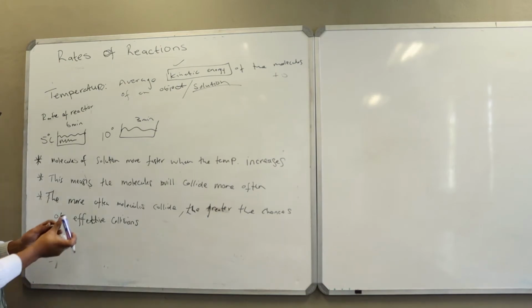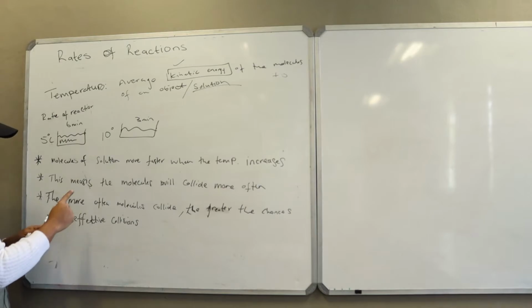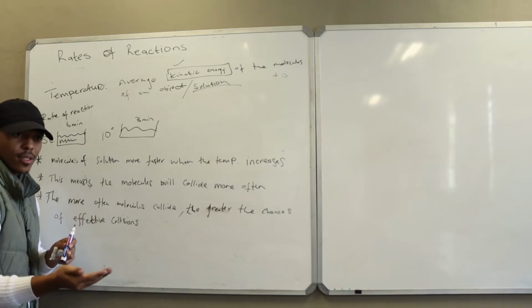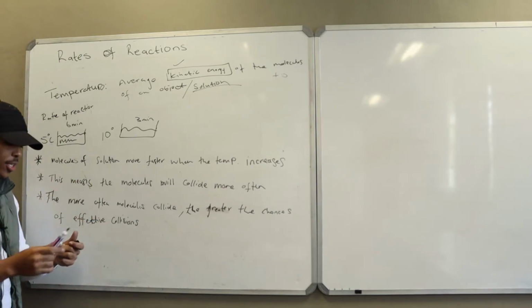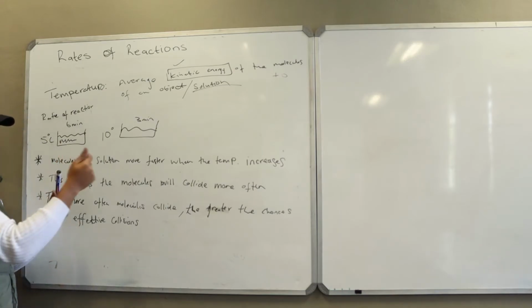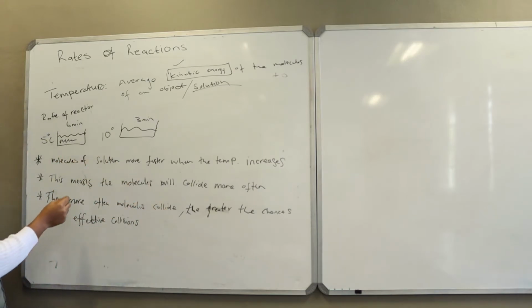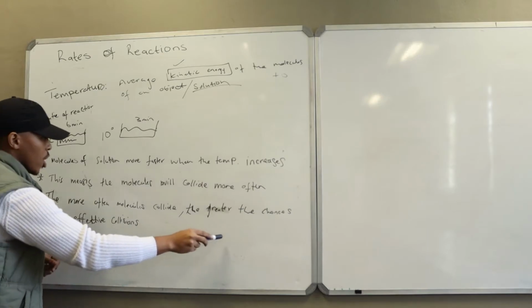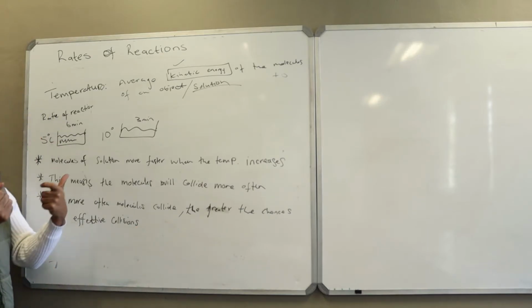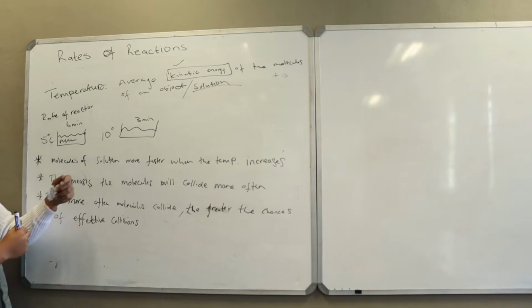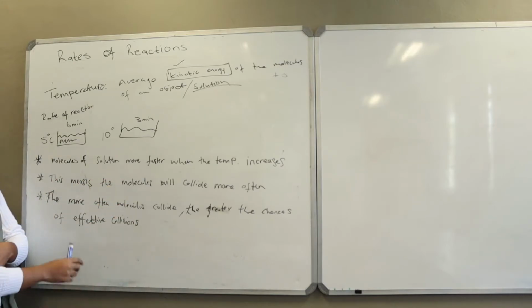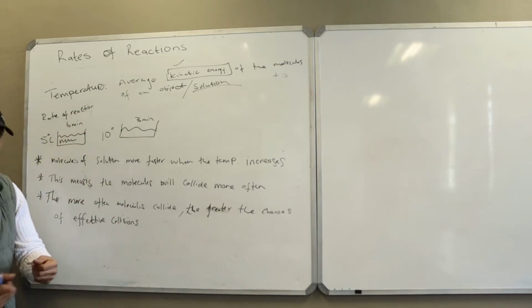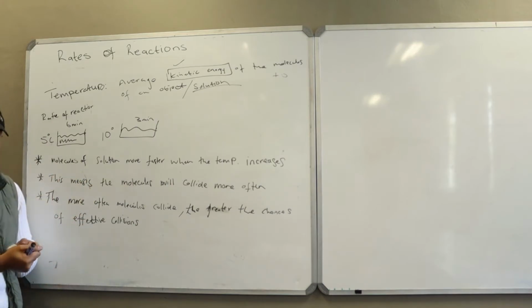Okay? So the faster they move, the faster these molecules move, the greater the chance of collisions, right? But not all collisions will lead to bonds or reactions. So the more often they collide, you need to specify saying the greater the chances of effective collision. So you see how collision theory is explaining why these particular factors affect the rate of reaction.